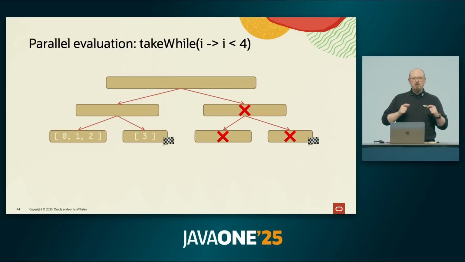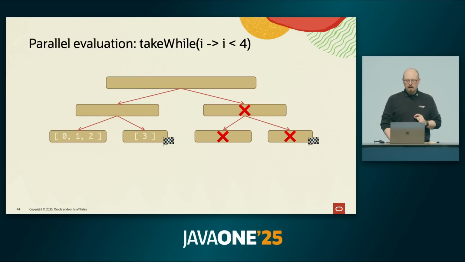So what we do is that whenever we see a short circuit on a leaf, we cancel all the tasks that are going to deal with things that are after this chunk in the encounter order. So we don't necessarily need to deal with those. We can discard them.